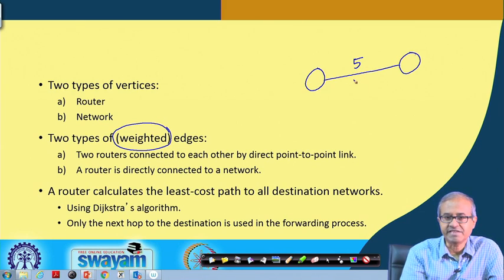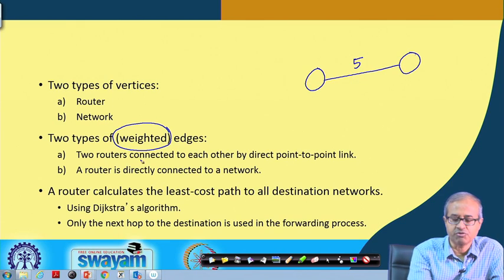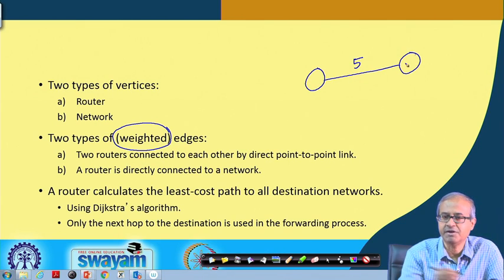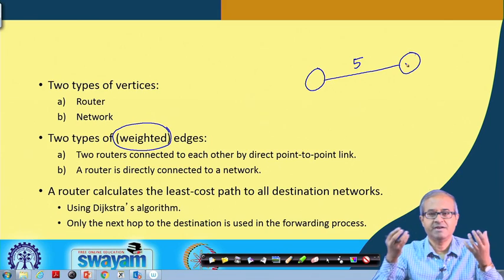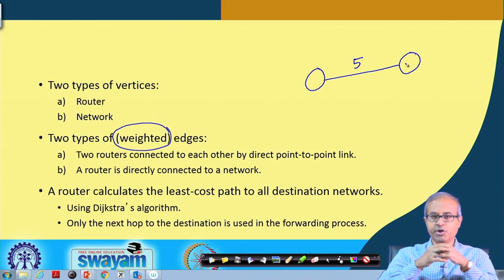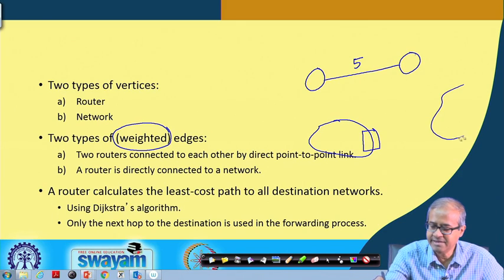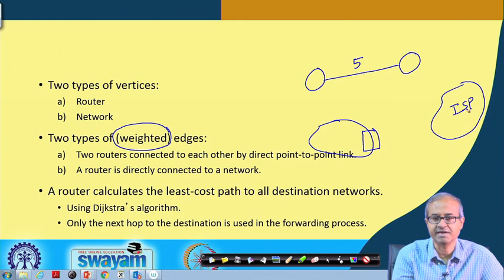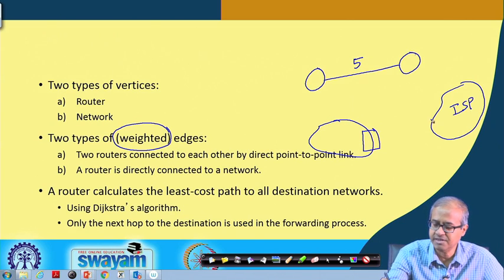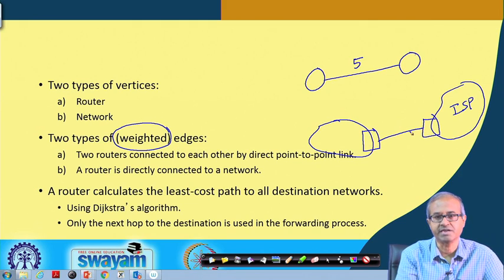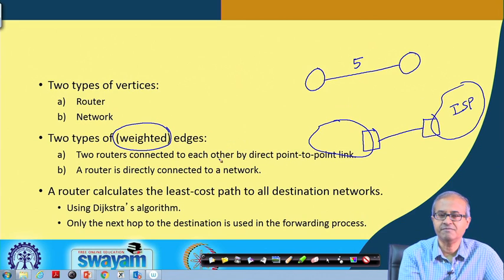Now, there can be two kinds of edges. One is an edge between two routers. This can be a router, this can be a router, both can be routers. Directly two routers are connected via point to point link. Well, when does it happen? Suppose I have an organizational network where there is a router and there is another network, this is my internet service provider from where I have got my internet connection. It can be BSNL, Airtel, whatever. They have a router, and from this router to router there is a direct point to point connection. This is the first kind of link.